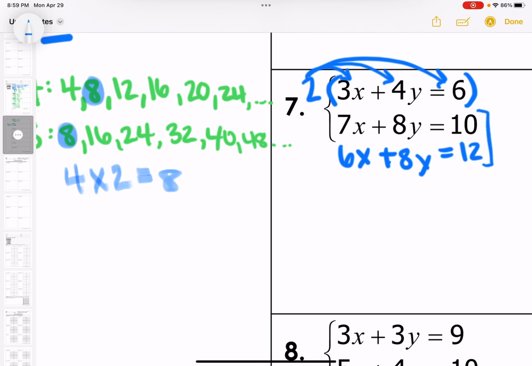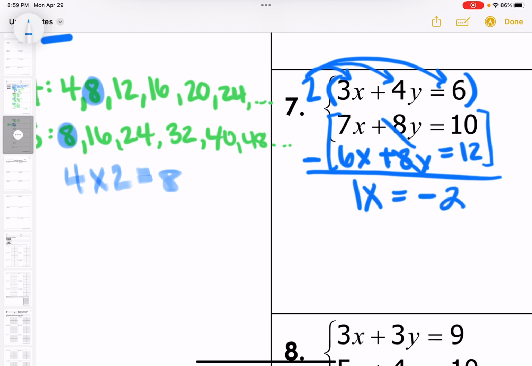So now looking at these two equations, I have a common coefficient with y. They're both positive 8, so I'm going to subtract. So 7x minus 6x is 1x. And then 8y minus 8y is 0. 10 minus 12 is negative 2. So x equals negative 2.